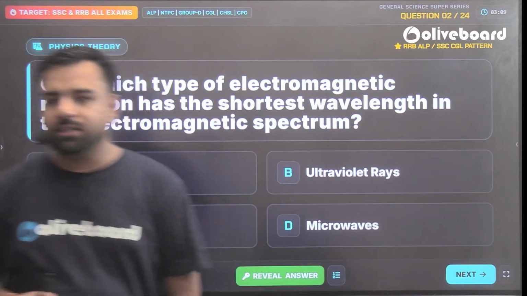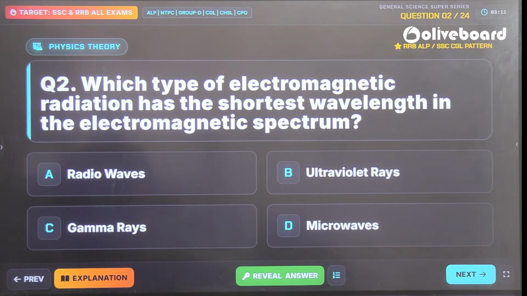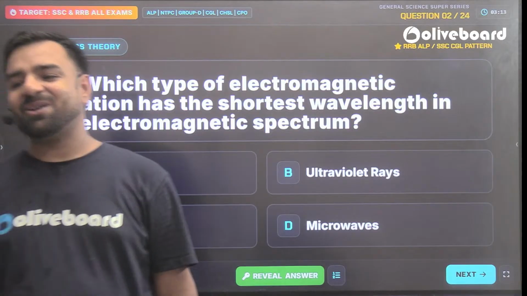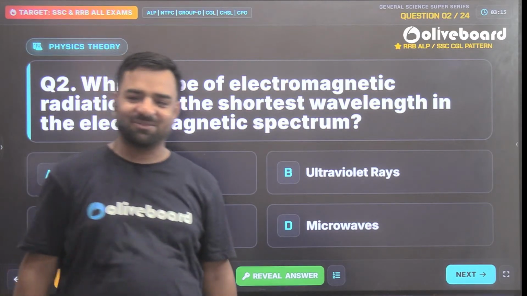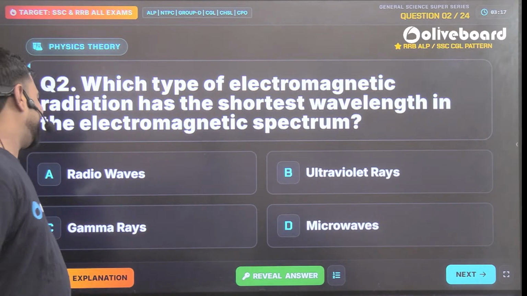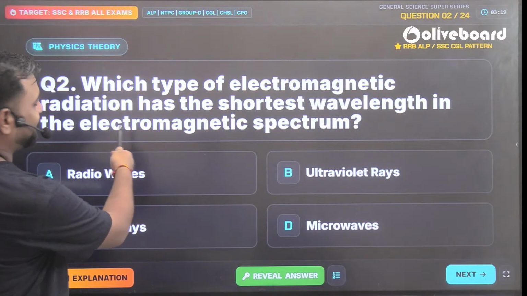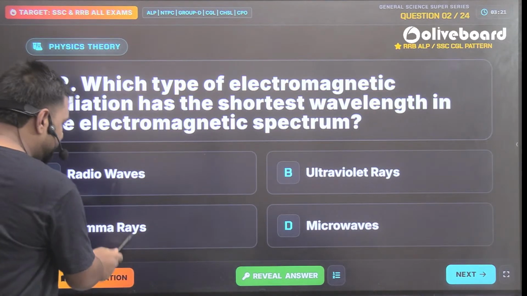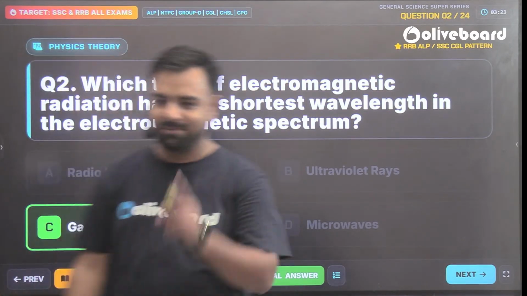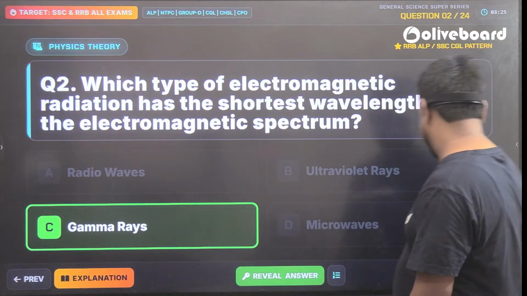So here the correct answer will be, and acha, Manoj, thanks a lot, brother. Thanks a lot for this. Okay, so here the correct answer will be what? It is asking for the shortest, right? So the answer will be gamma rays. And Manoj, once again, thank you for the same.